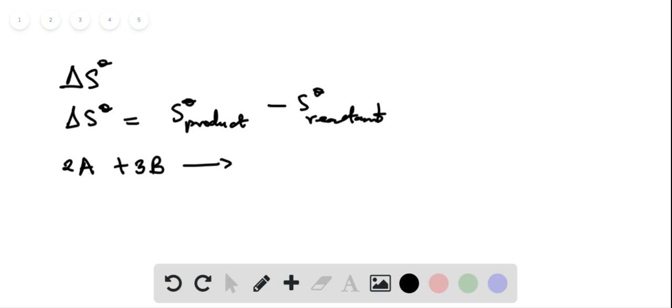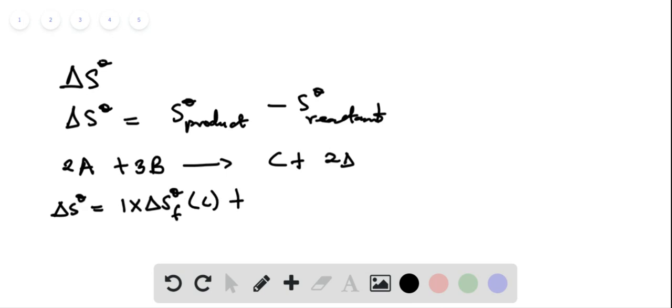I will just give an example of a hypothetical reaction: 2A reacting with 3B to produce C plus 2D. If we want to calculate the standard entropy change for this reaction, it is S products minus S reactants. So we have 1 C, so that will be 1 times the standard entropy of C, plus we have 2 of D multiplied by the standard entropy of D.